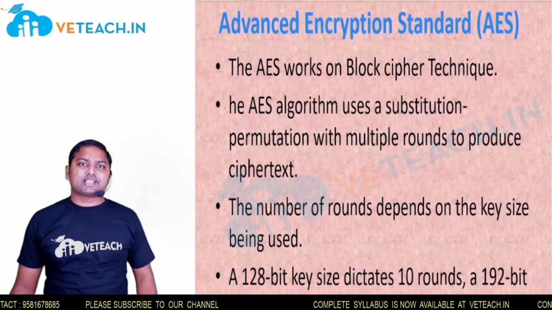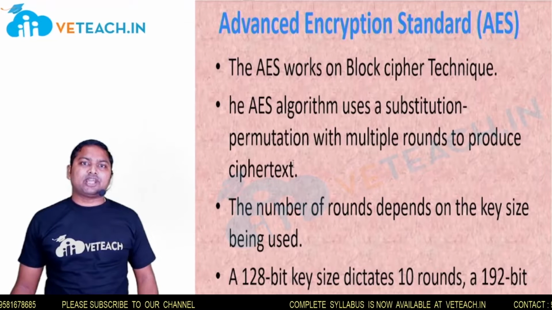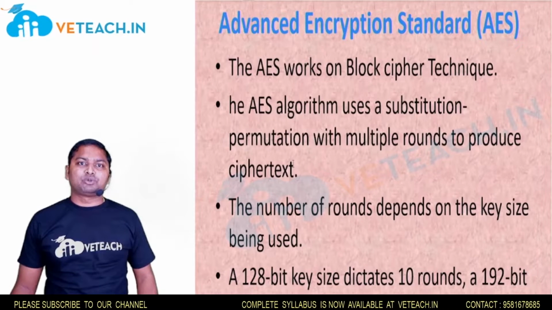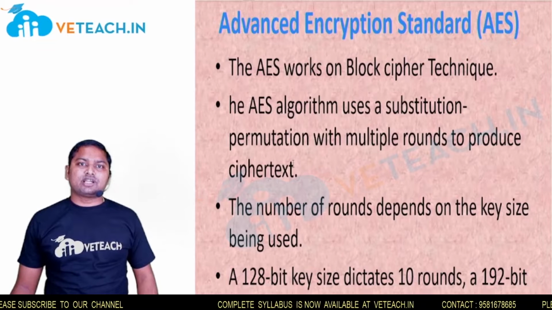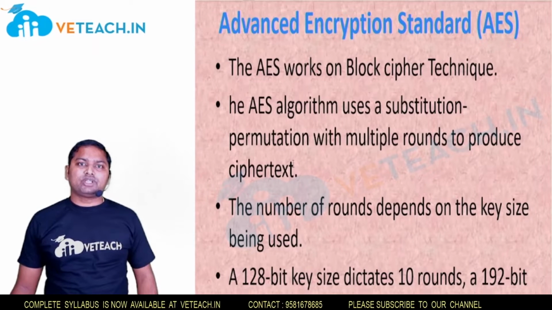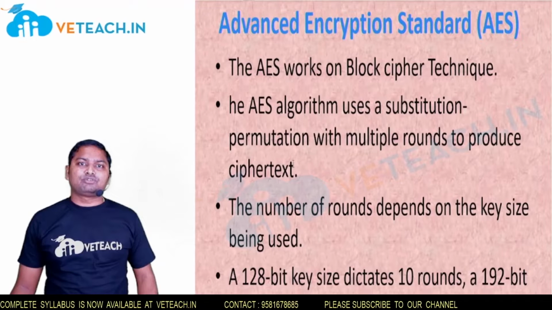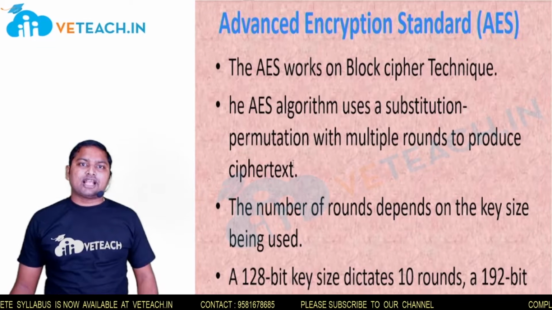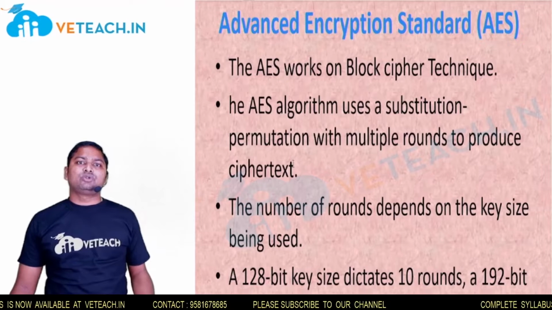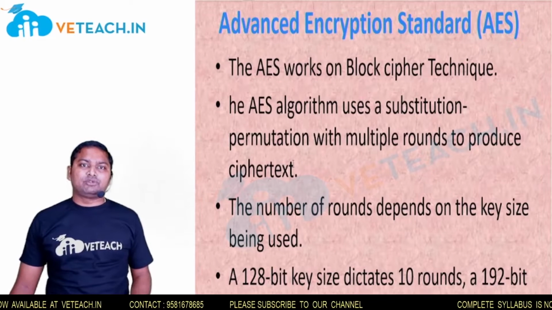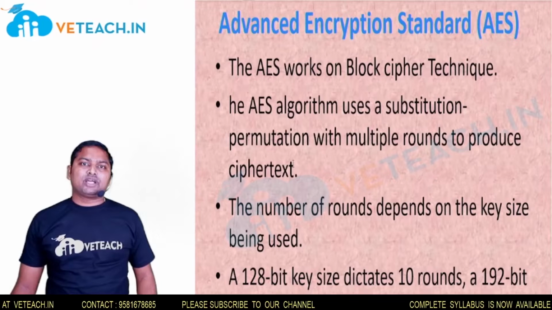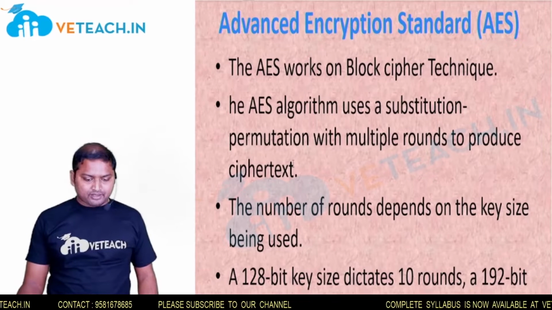In AES, the major advantage is that the plain text size can be increased. In DES the maximum size is 64 bits. In AES we can increase 64 to 128, and the key size will be larger as well. We take the plain text and, by using this 128 bit key, we generate a cipher text.